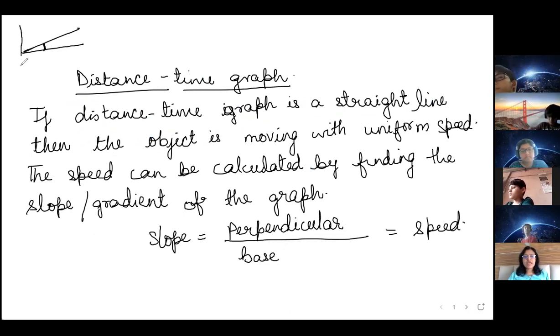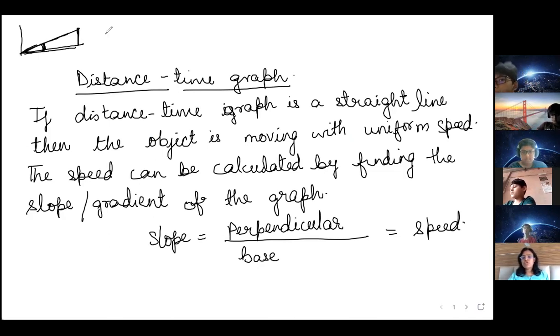Understood? We got a line like this. Slope, you know, like a slide on a playground, slope is there, remember? So slope means how much this line is inclined to the horizontal. Basically, we are finding that out. So we find out this height and this base, and it gives you the slope.